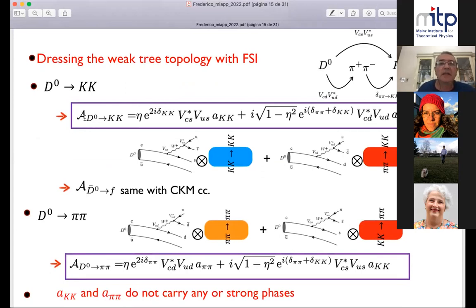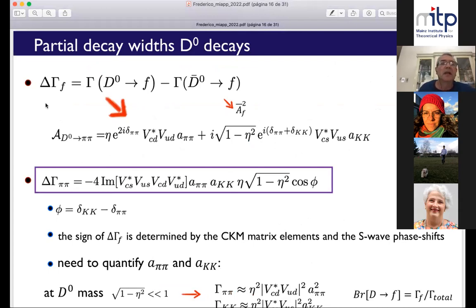So this is the S matrix. So this is D zero to KK. This is the diagonal part of the two-channel S matrix, and this is the off-diagonal. And then the same for KK and pi-pi. So you can easily compute the width difference, and then you arrive at this expression. And then you see the amplitudes, those amplitudes that we say do not carry phases, then the inelasticity parameter, and phi, where cosine phi is the difference between KK and pi-pi.